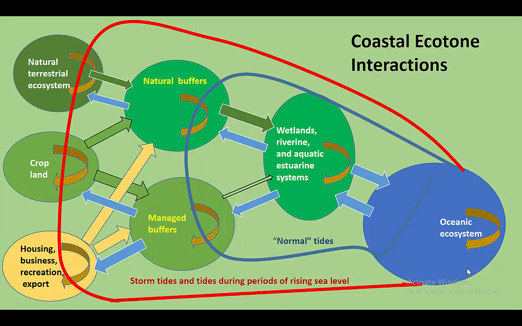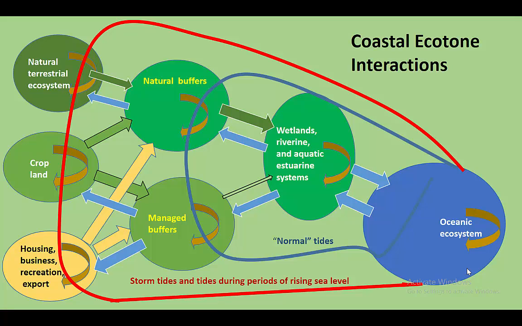We had a natural terrestrial ecosystem which had its own cycles within itself. And then things would go down towards the natural buffers, which have their own cycles, and then you get to the wetlands and the riverine and aquatic estuarine systems with their cycles, and then the ocean. So you would get ordinarily some flow back and forth, driven by the normal tides, which are shown here, that come up through the wetlands and so on, up into the natural buffers and what have you.